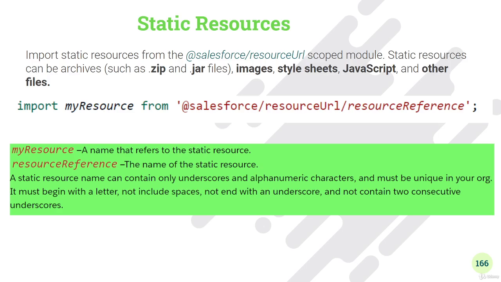As we see in the slide, first we need to import the image from the @salesforce/resourceUrl module. So the path will remain the same. We'll say import. This is an alias, like myResource. It can be any name that you want to give to your import. Then this path will always remain the same, @salesforce/resourceUrl, and the resource reference is the name of your file.